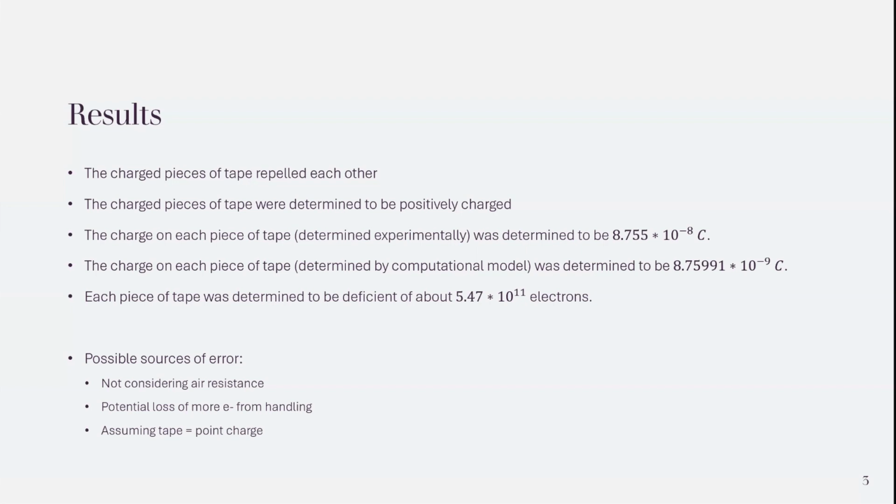And you can see that there's a little bit of a discrepancy there, which can be attributed to errors in the lab. So each piece of tape was also determined to be deficient of about 5.47 times 10 to the 11 electrons. And that makes sense because the tape had an overall positive charge. Some of the errors that I was describing earlier are from not considering air resistance. We just completely ignored the drag force and the potential loss of more electrons from handling. And we also assumed that the tape was a point charge, which isn't actually accurate to real life.